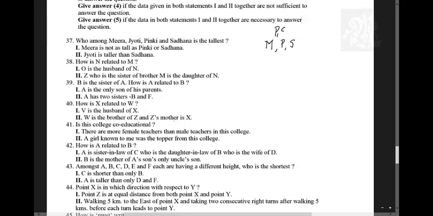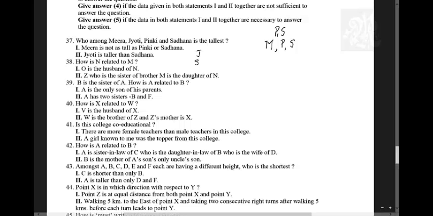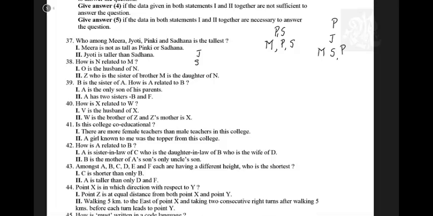So we cannot really make a judgment in the first statement because we don't know the fourth lady's status. Jyoti is taller than Sadhana in the second statement. We cannot answer using this also because we only know 2 people's status. If we merge this up, I get Meera, Sadhana, Jyoti somewhere here, but I still don't know where P is. So Pinky I have no idea about. So the answer is the statement cannot be answered in spite of using both of them. So the answer is 4.